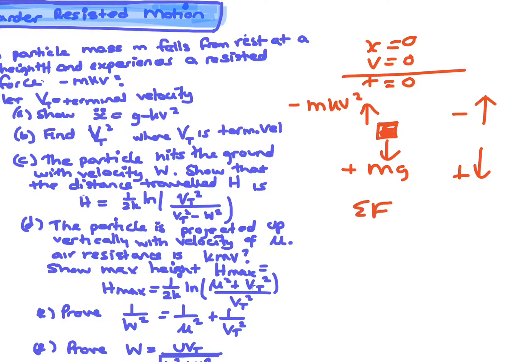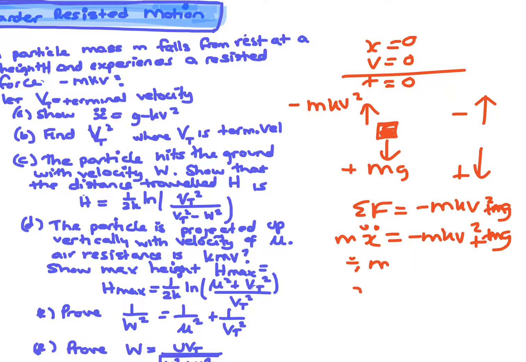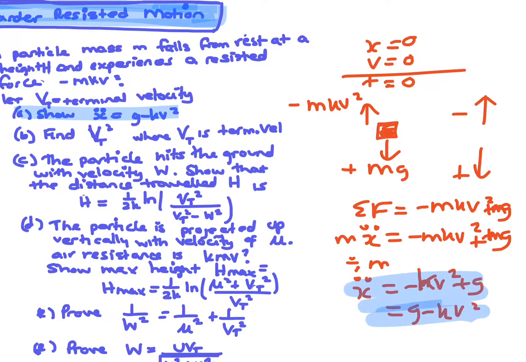So the sum of the forces would be minus mkv squared plus mg, and that has to equal mass times acceleration. Oh, mg, sorry. So if you divide by m, then you end up with acceleration is minus kv squared plus g, or g minus kv squared. And that's the required result of the first one. Okay, so that's part A.